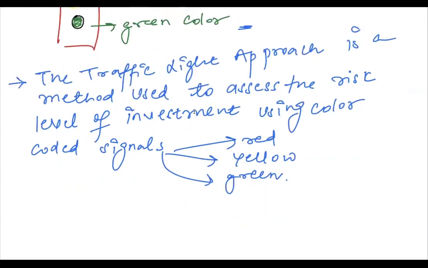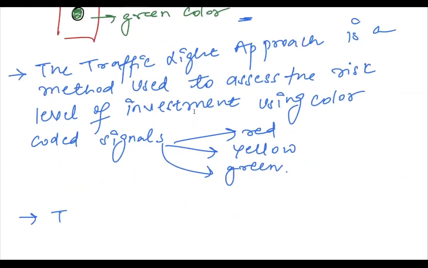So the traffic light approach is a method used to assess the risk level. It will help you understand the risk level of your investment based on these three colors: red, yellow, and green. Let's understand this in more detail.